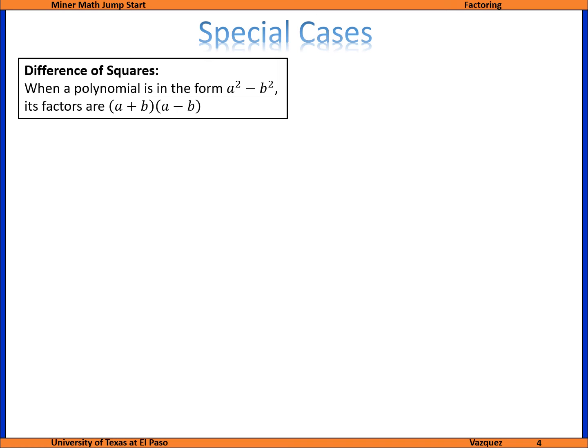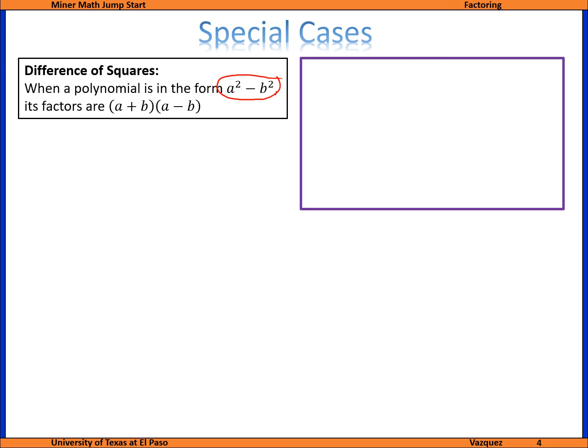So we have difference of squares. This is one of the first ones. Whenever we have an expression of this form, a squared minus b squared, something squared minus something else squared, then its factors are just a plus b, a minus b. So for example, if we just have x squared minus b squared, then its factors are just x plus b, x minus b.